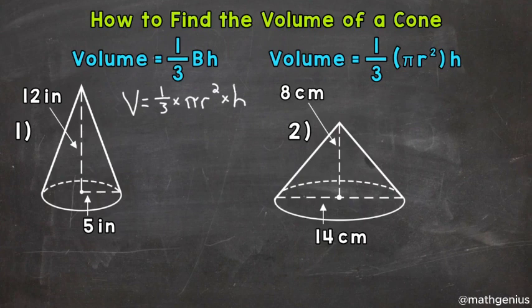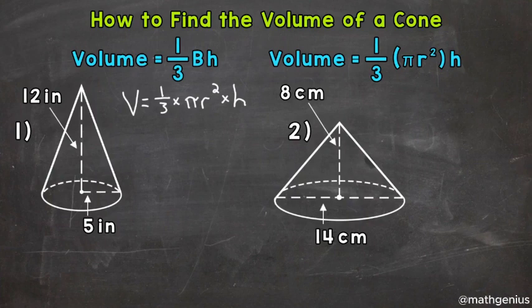Now I wrote out the formula a little different than how it's written at the top of the screen. That's okay because I'm still multiplying 1/3 times the area of the base times the height. It doesn't matter how you represent the multiplication, symbols or parentheses, as long as you're multiplying 1/3 times the area of the base times the height.